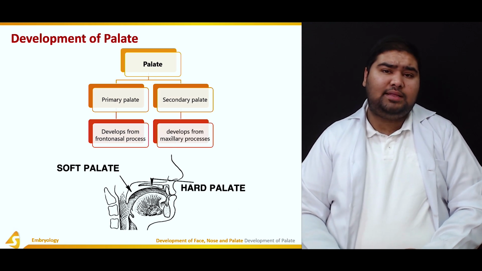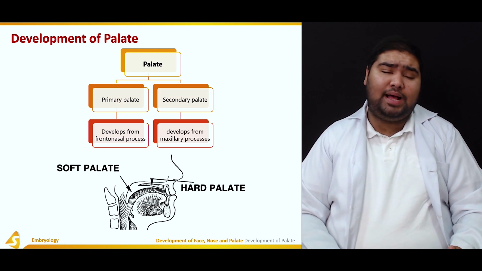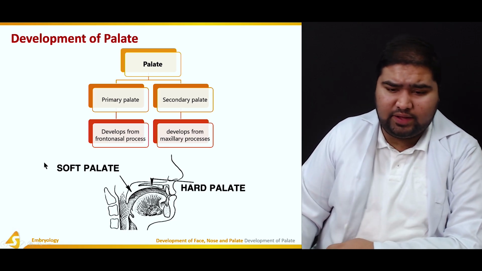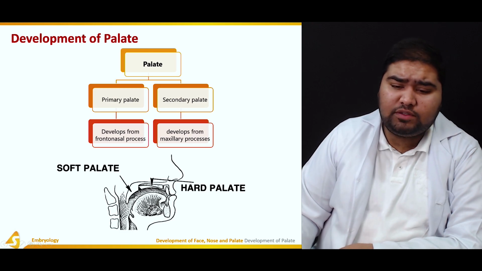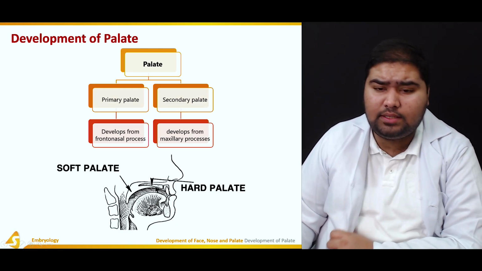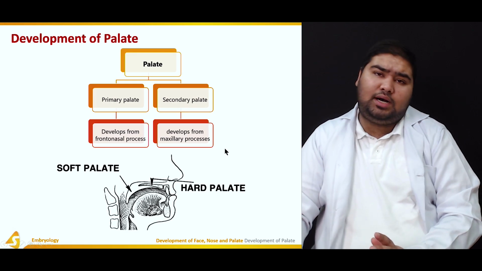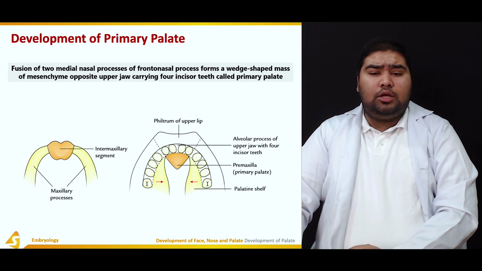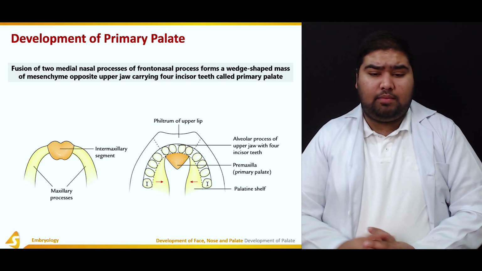The secondary palate develops from the maxillary process. We'll see how that happens. So in the figure, this is the soft palate and this is the hard palate. So we'll see what a hard palate is, what the soft palate is in a little detail. So now the development of the primary palate.